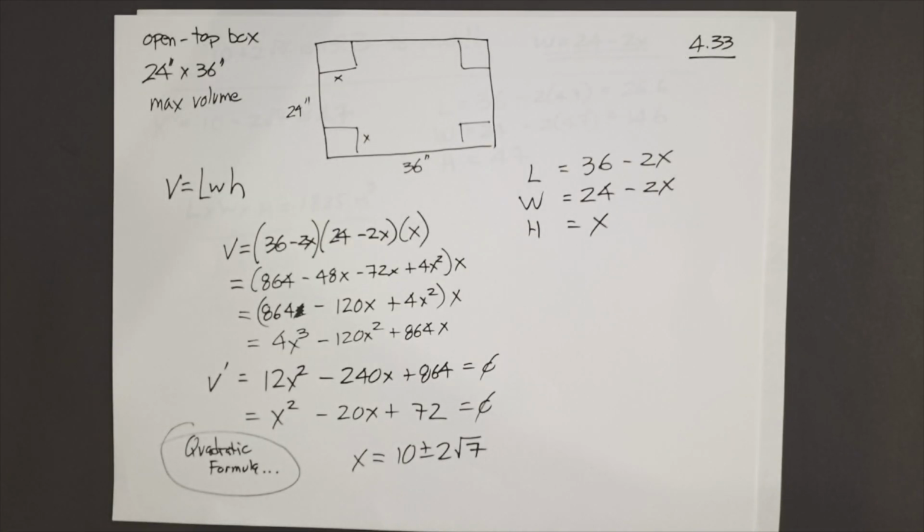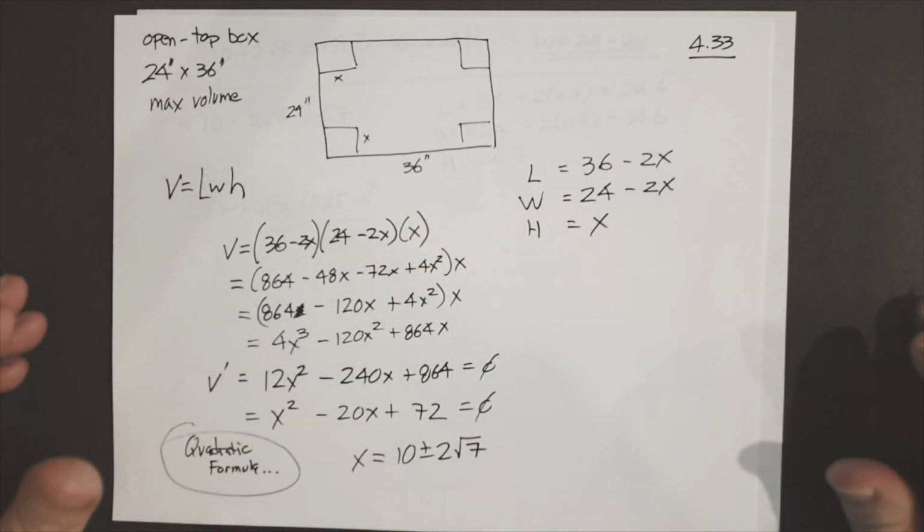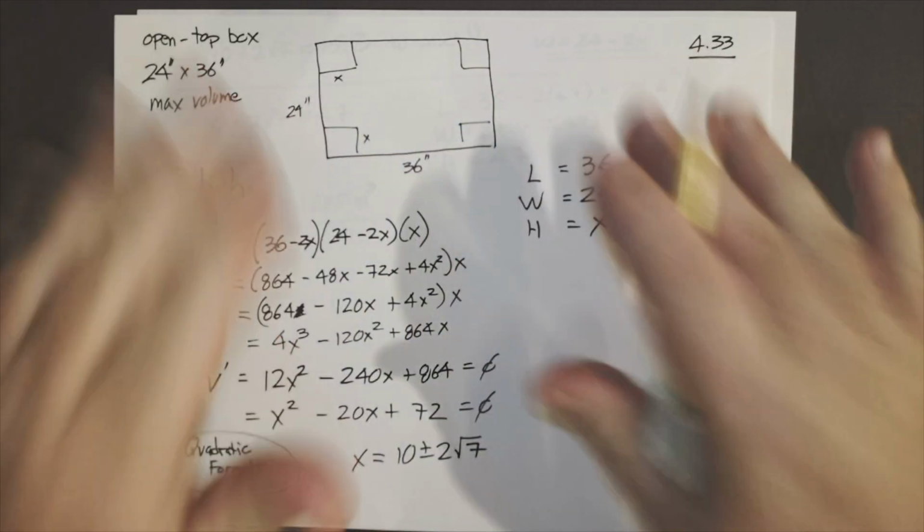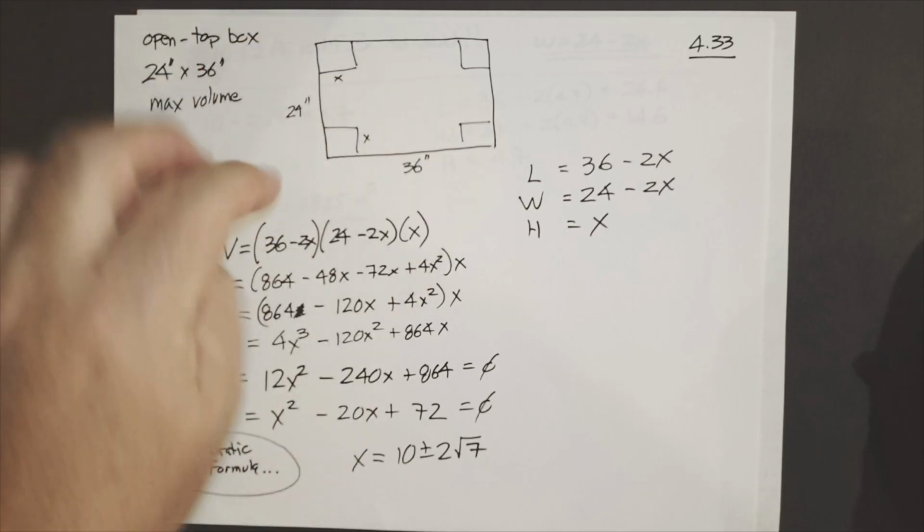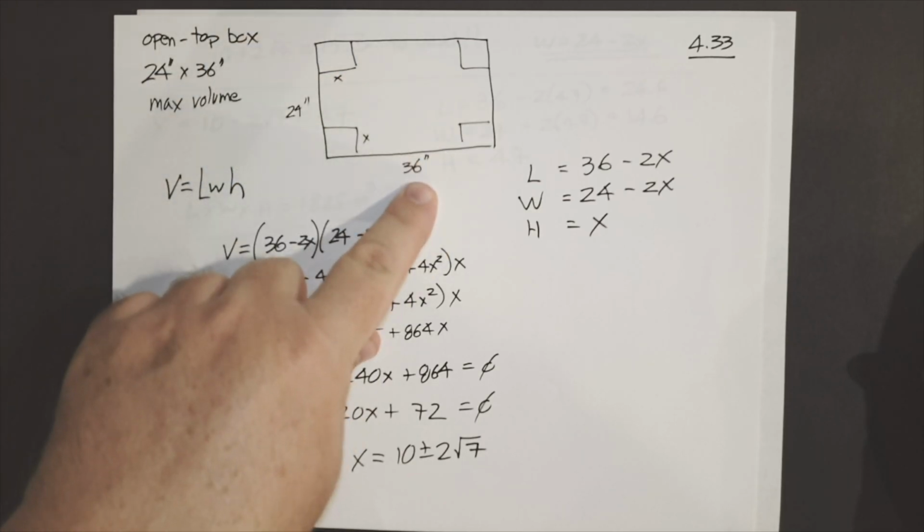Let's look at a different example. The next classic one is a three-dimensional one. In this case, it's a little tricky to visualize, but what we have is a flat piece of cardboard, a rectangular piece of cardboard. It's 24 inches by 36 inches.